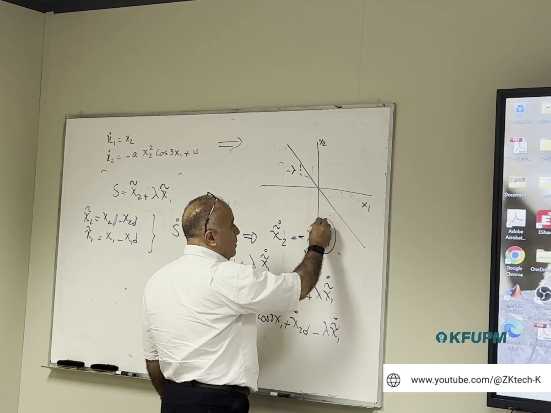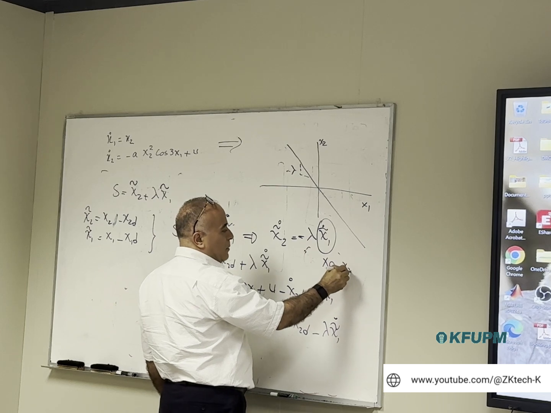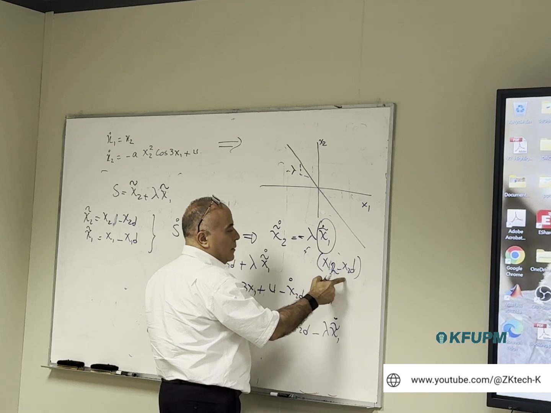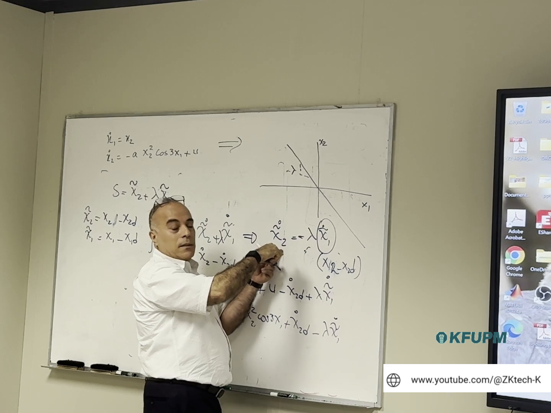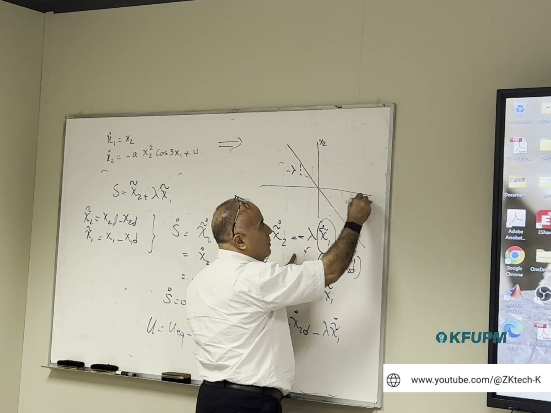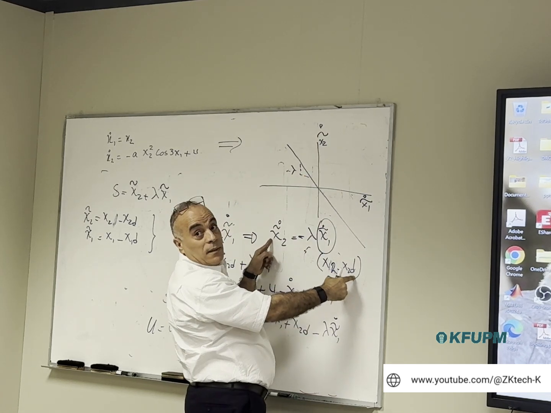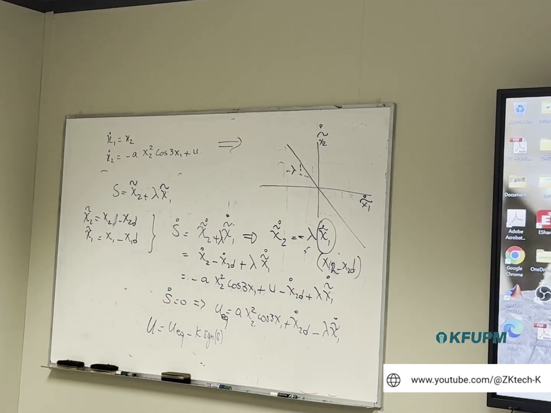So X2 tilde is equal to X2 minus X2 desired, so this is the error, and this gives you the derivative of X2 minus X2 desired. So you just put it here. We have the value of x2 minus x2 desired and the value of its derivative. In the phase plane, it's like x2 and x2 prime, or x1 and x1 prime.